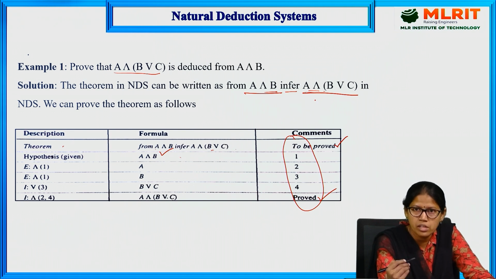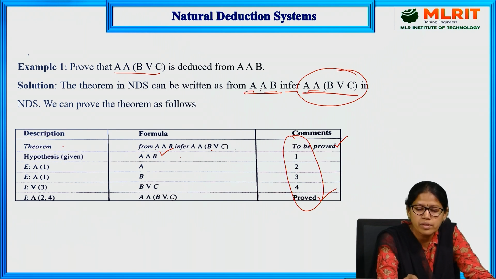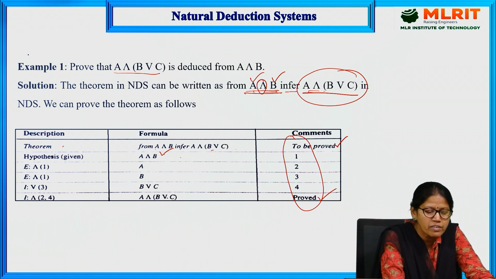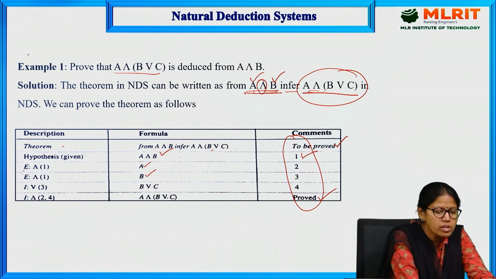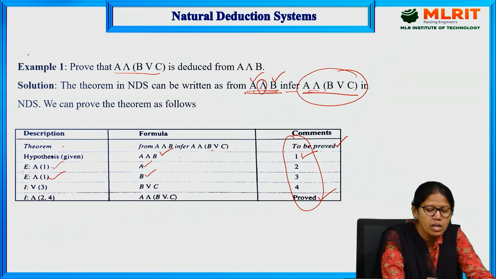We need to assume the value in such a way that we can draw the conclusion A and (B or C). So here from this we have to eliminate this one. We need to take the values individually. So after eliminating and from line 1, we have taken line number 1. So eliminate and 1. The row number is 1. So we have taken the value and we have eliminated.